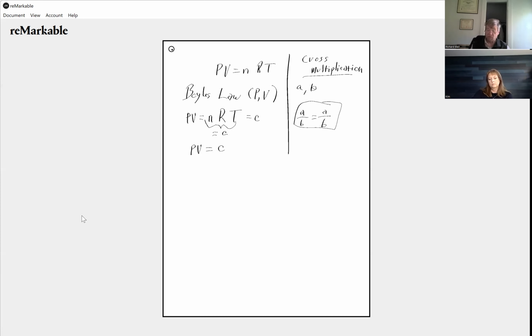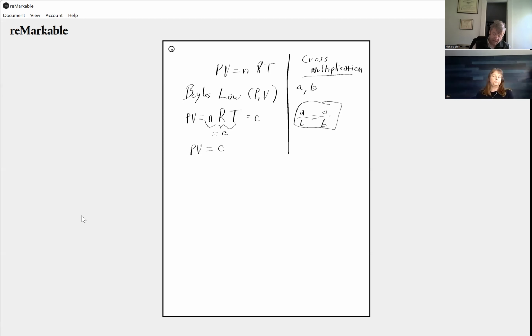This is an example of where the cross multiplication problem solving technique would fail, because we're not dividing pressure and volume. We're multiplying them. According to the ideal gas law, we have to.